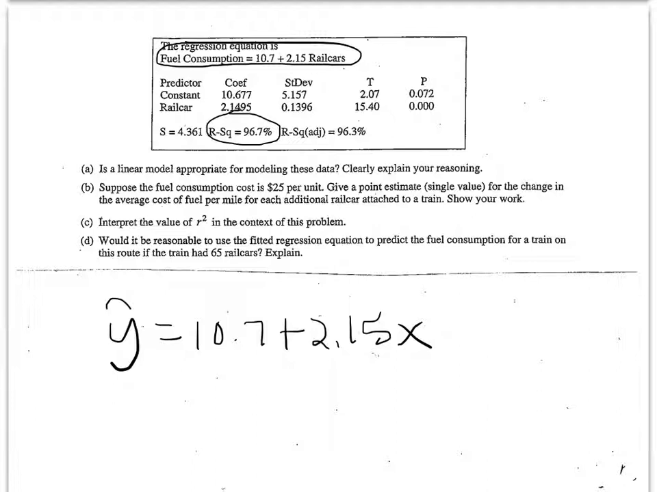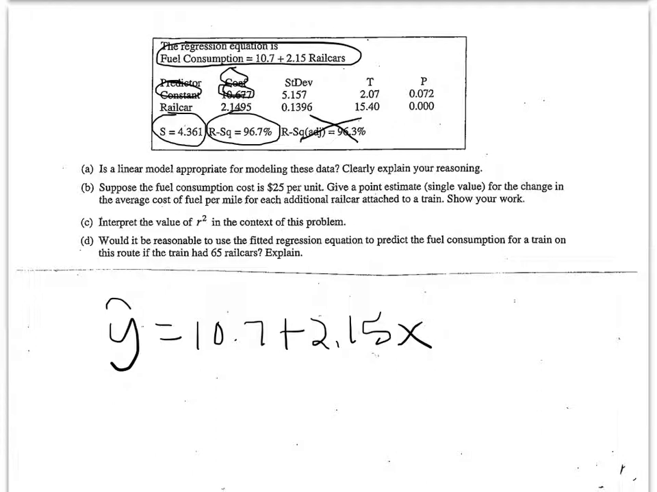R squared adjusted right here, I don't really know what that is. I looked it up once, but I can't really remember, and it usually doesn't come up in the problem. So I don't think I need that there. That S down there is the standard deviation of the residuals. And then looking at the table, the constant coefficient in my equation, that's the y-intercept.